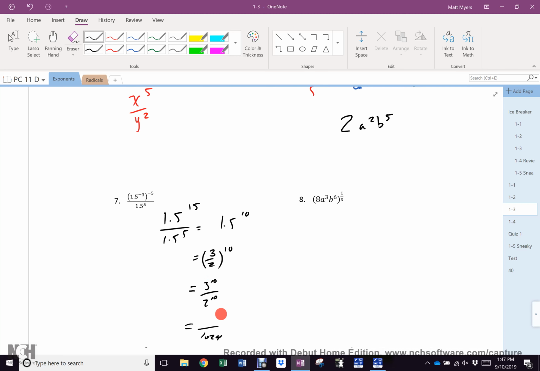What's weird about 8? Because there's 2 ways to look at it. How would you look at it, Jacob? Jacob says he would do the cubed root of 8a^3b^6, all to the first power. Does he need to care about the brackets in the first power? No. So he would take the cube root of 8, which is what? 2. What's the cube root of a cubed? What's the cube root of b to the 6th? b squared, and be done.